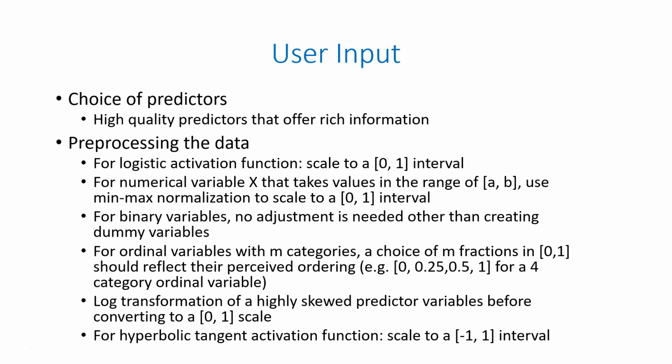First, the choice of predictor variables in neural networks is critical. Since it is a purely data-driven technique, the old saying, garbage in, garbage out, applies to this technique. If the predictor variables are not relevant or redundant, or their values are inaccurately measured, then your neural network model is going to be useless in predicting future cases. It is important that you start with high-quality predictor variables that offer rich information.